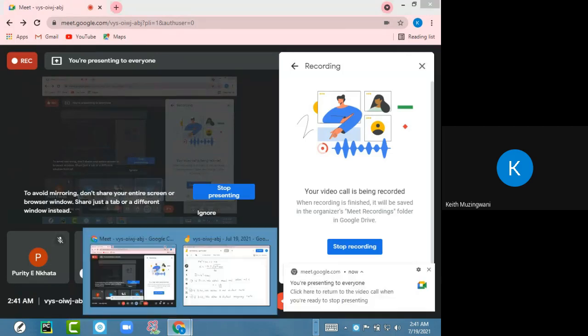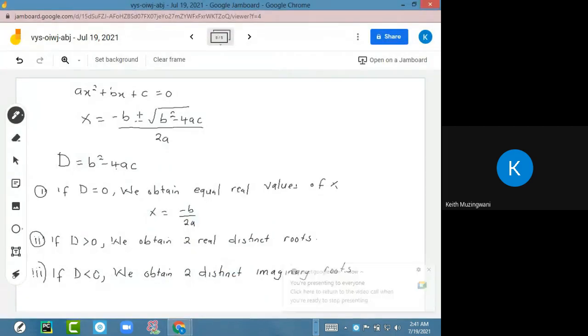Okay, another question from Watson. Sir, there are times when d is greater than 0, but the roots are irrational. So what do you say about that? An irrational root is a real root. Oh. Okay, so I get it.